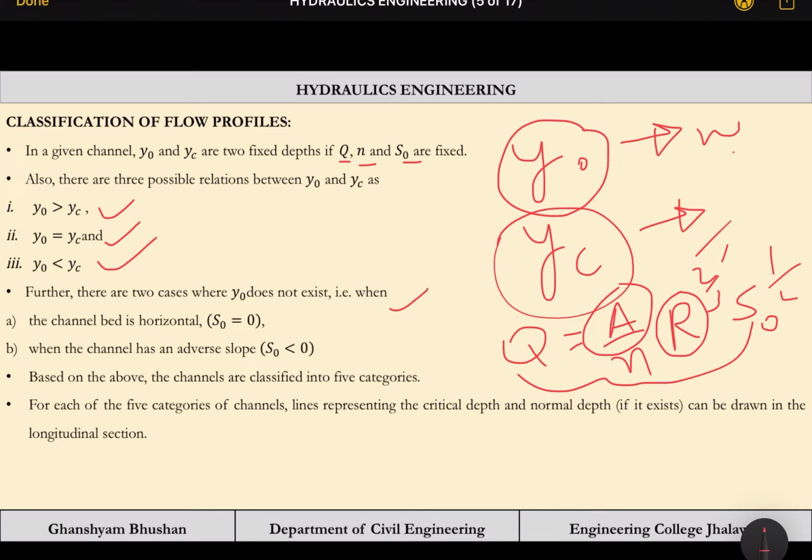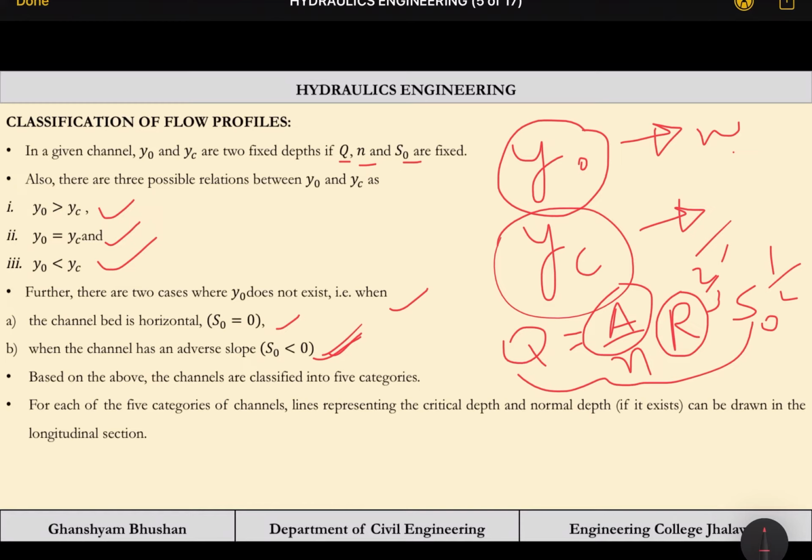Now with respect to the bed slope, what can be the possibility? Either the bed slope can be negative or the bed slope is positive. If the bed slope is negative, that is s0 is less than 0, it means it is an adverse condition. So it will be very tough for us to make the flow possible.